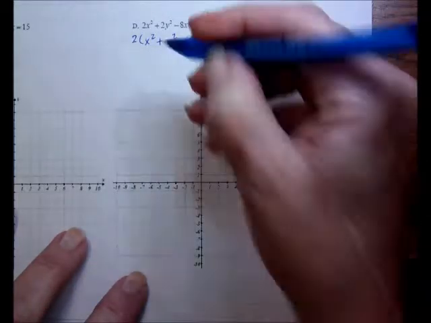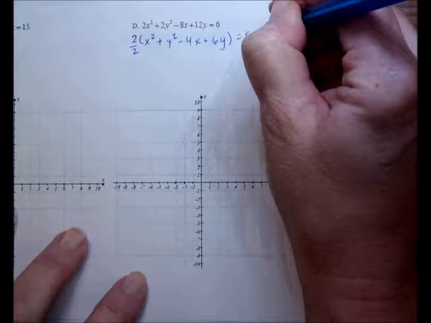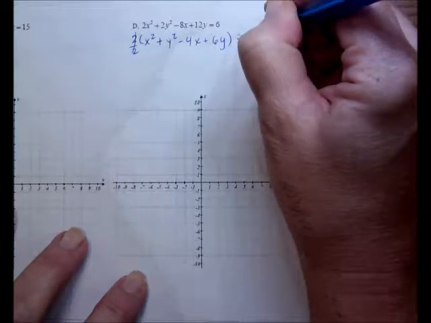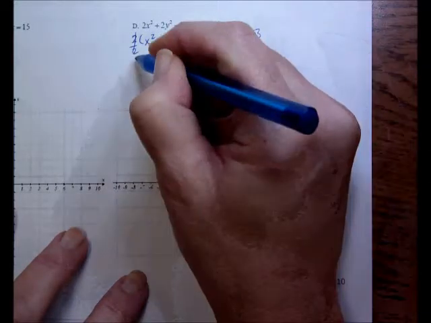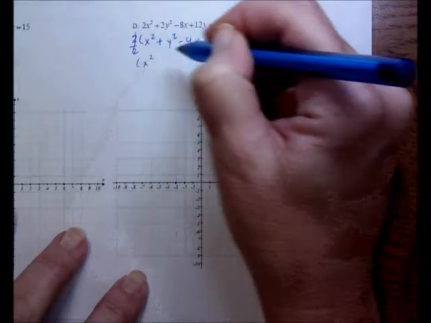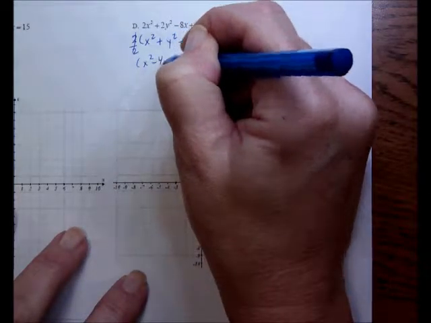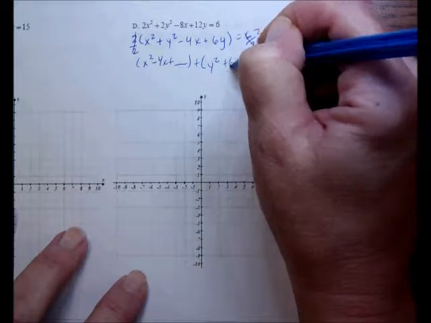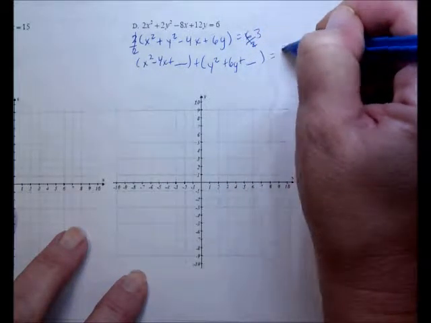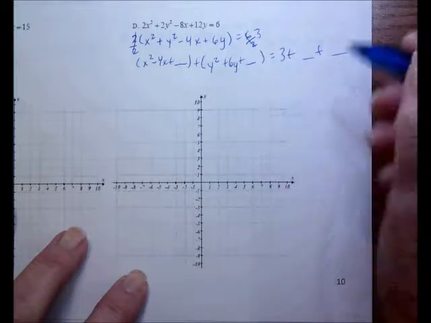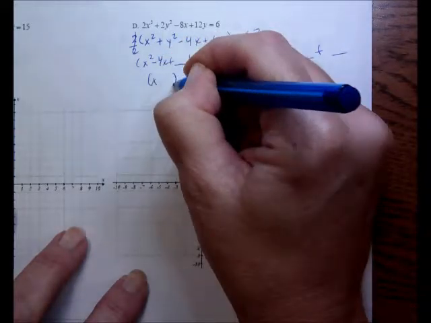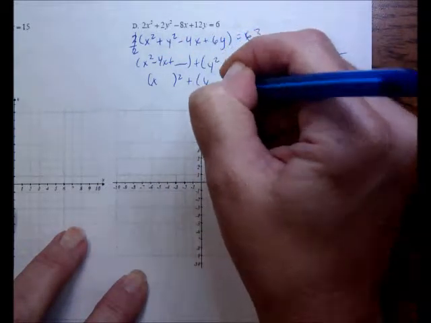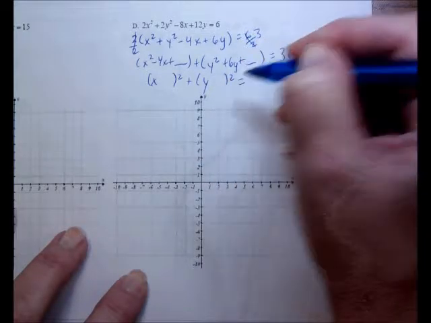And then to undo multiply by 2, I can divide both sides by 2. And this becomes 3. And then next step is I'm going to group them. X squared minus 4x plus some number plus y squared plus 6y plus some number is equal to 3 plus some number and plus some number. And then I know it's going to be in the standard form. So I'm going to go ahead and write that.